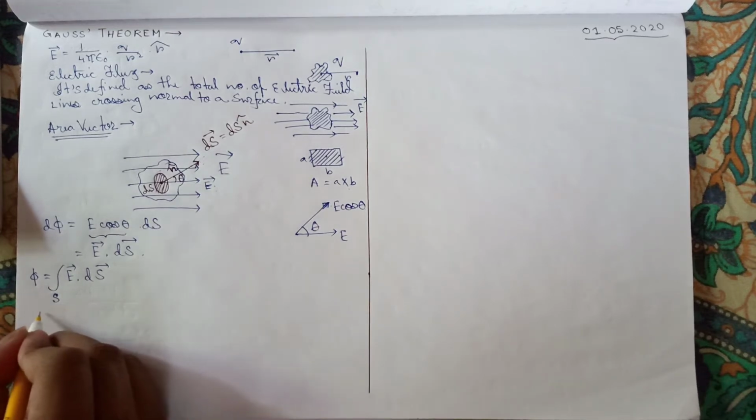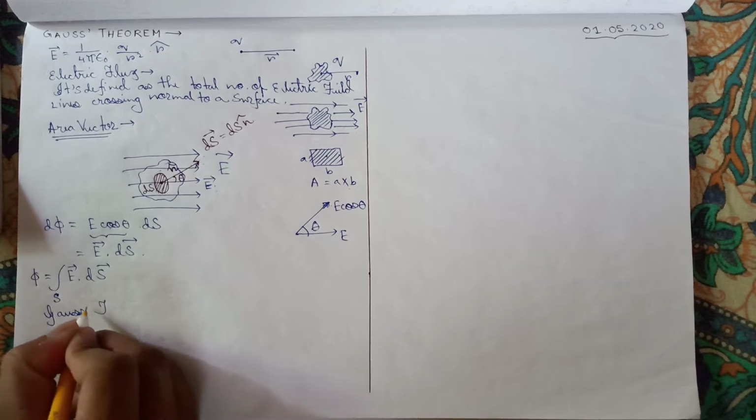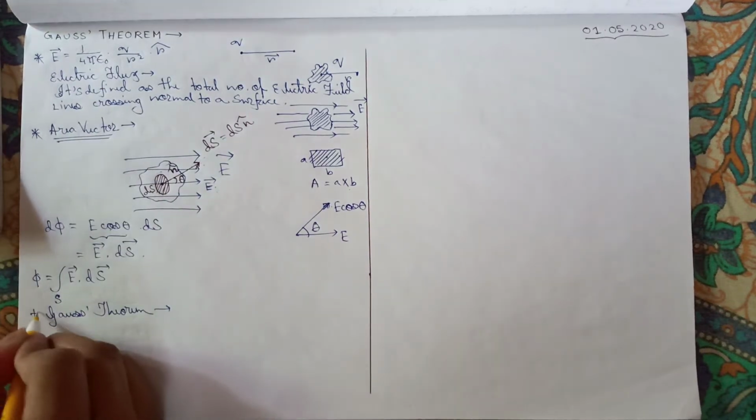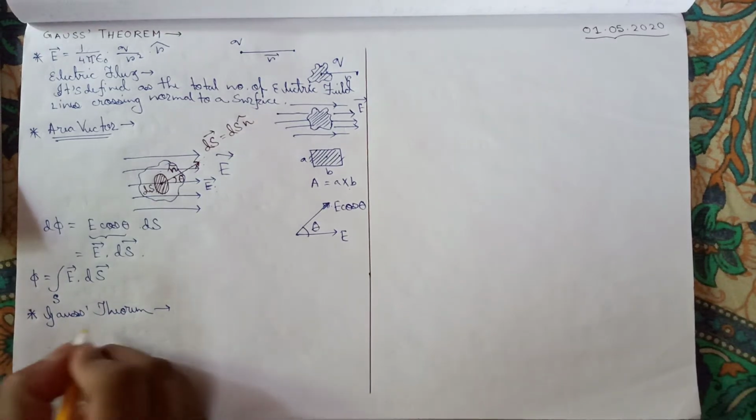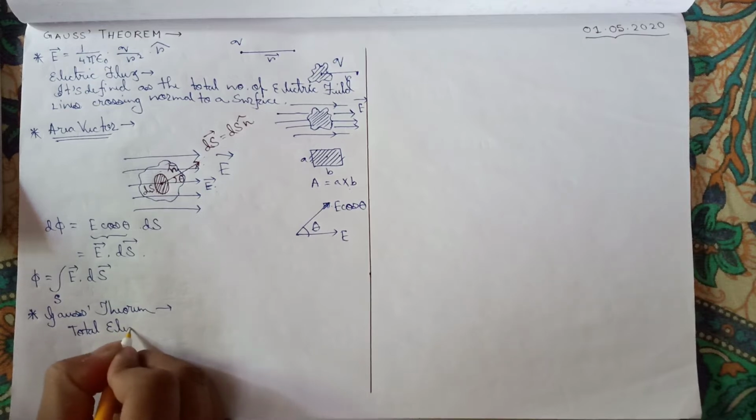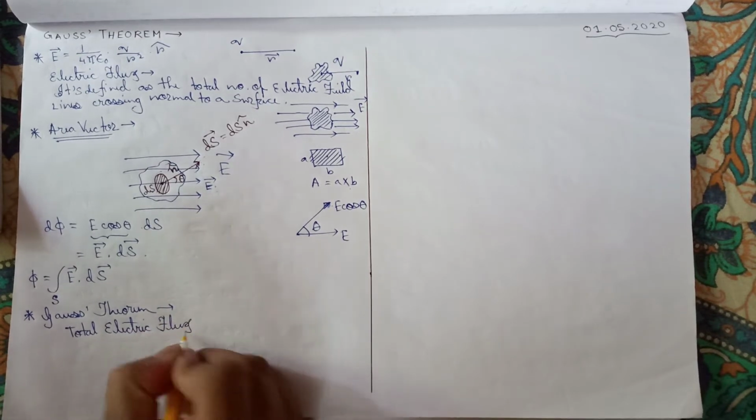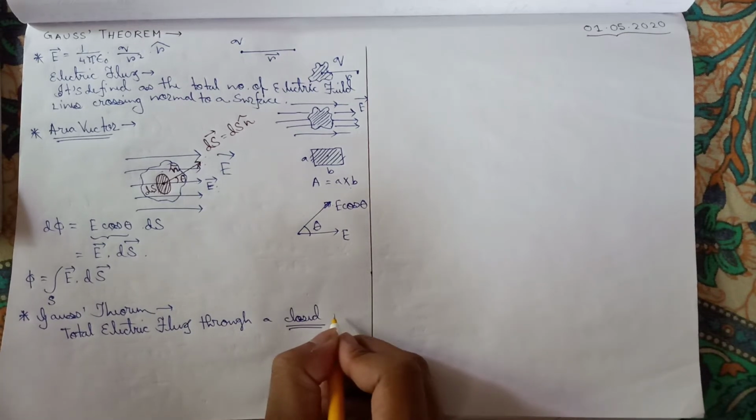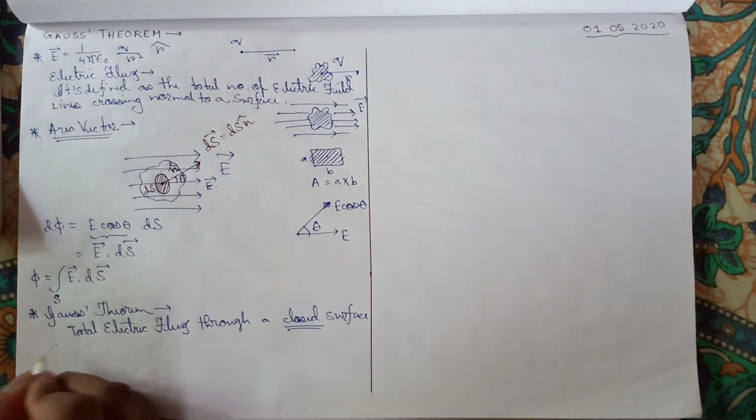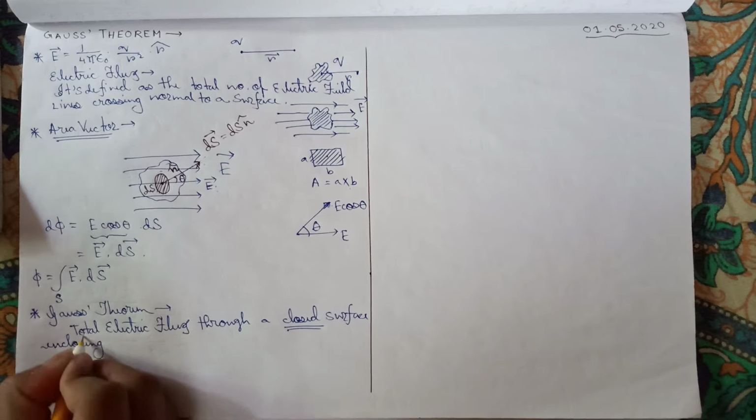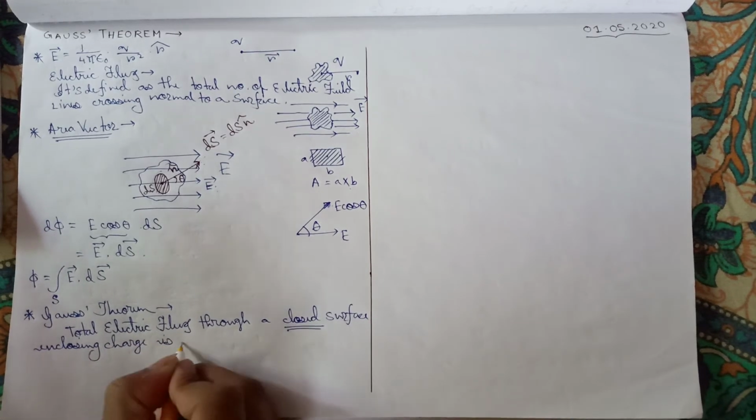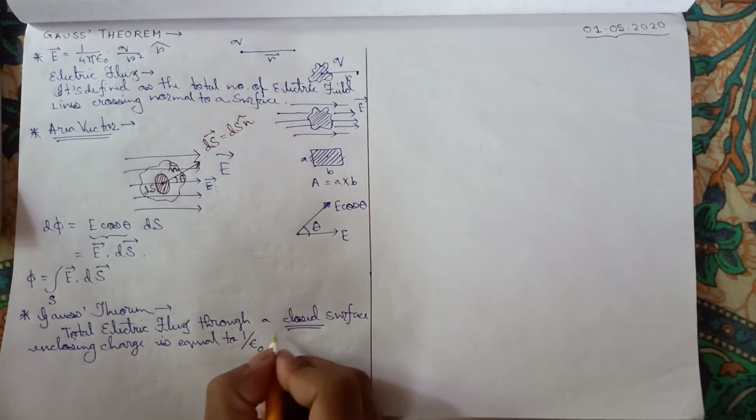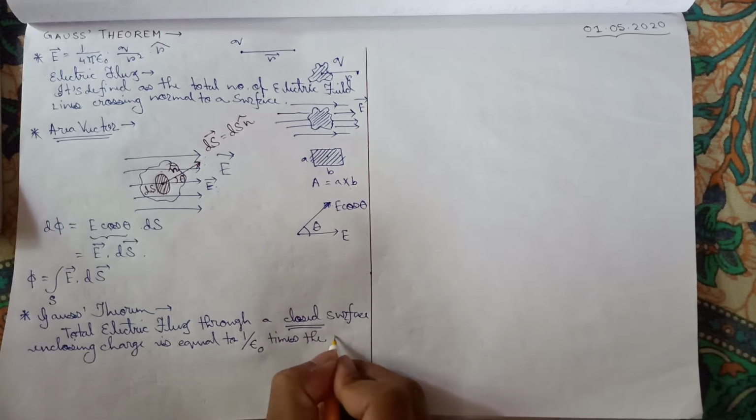Okay, next we'll go to Gauss theorem. Gauss theorem states that the total electric flux through a closed surface, that is an important point, closed surface, enclosing a charge, is equal to 1 by epsilon naught times, let's consider the ideal condition, the charge enclosed.